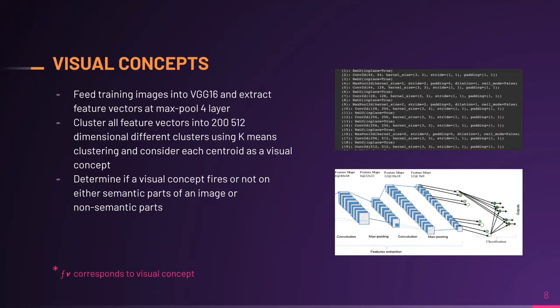Next, we had to create our visual concepts. The visual concepts were created by feeding training images into VGG16 and then extracting feature vectors at the max pool 4 layer of this model. After collecting all these feature vectors, we clustered these vectors into 200 512-dimensional clusters and considered each centroid as a visual concept.